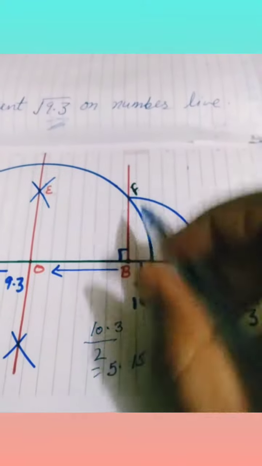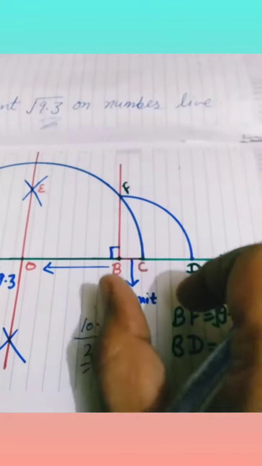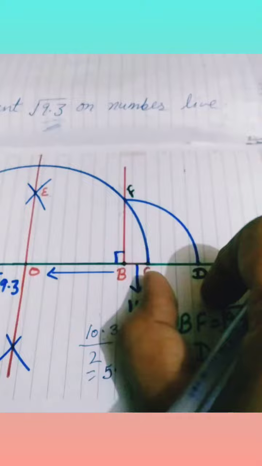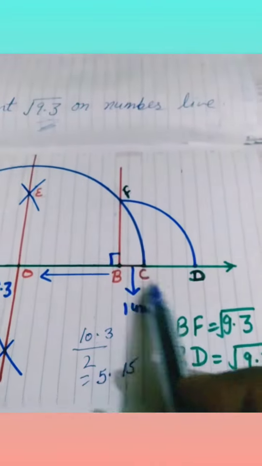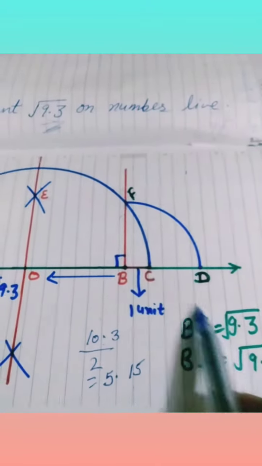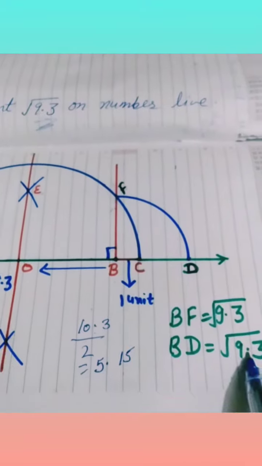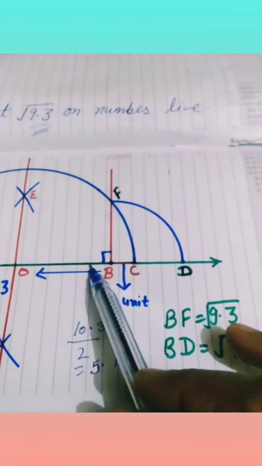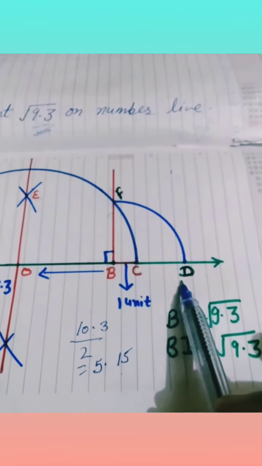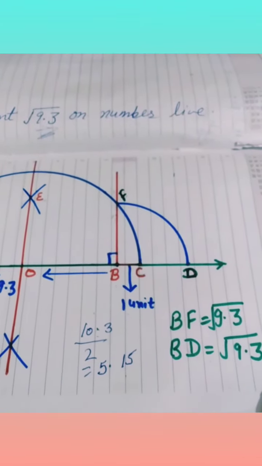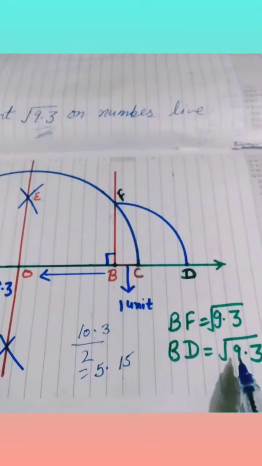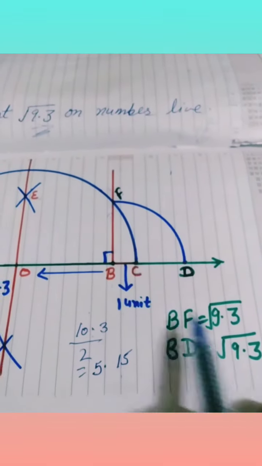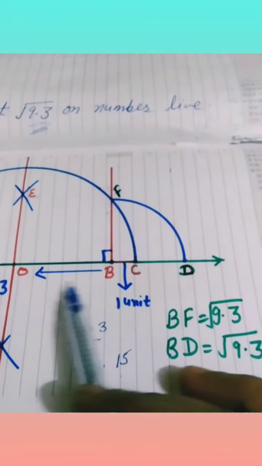Then we will measure this distance and this distance. Both will be the same because it's our required answer, because BD equal to under root 9.3. BF equal to under root 9.3, and that is what we have drawn on the number line. Therefore, we have represented BD equal to under root 9.3 on the number line. This is our required answer.